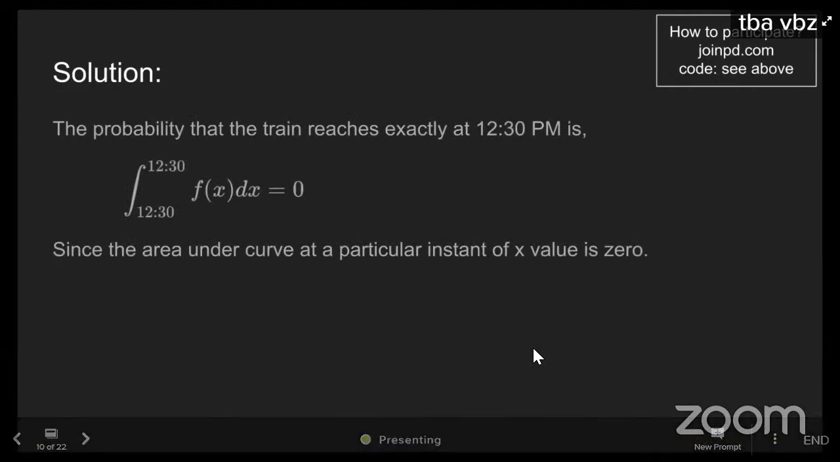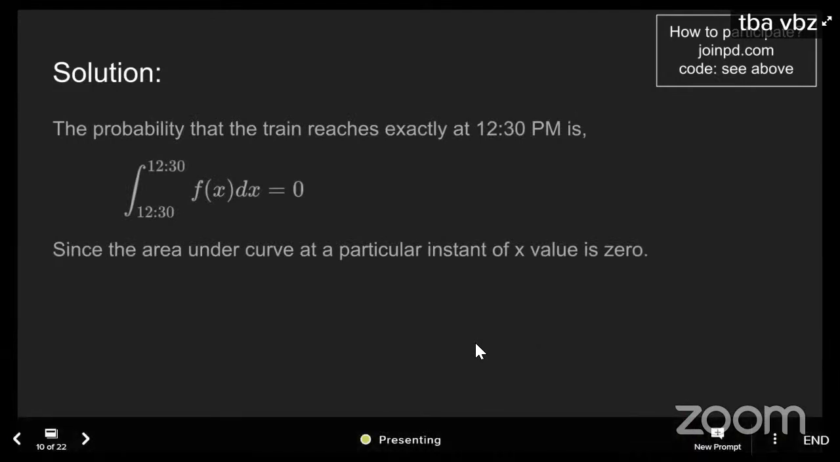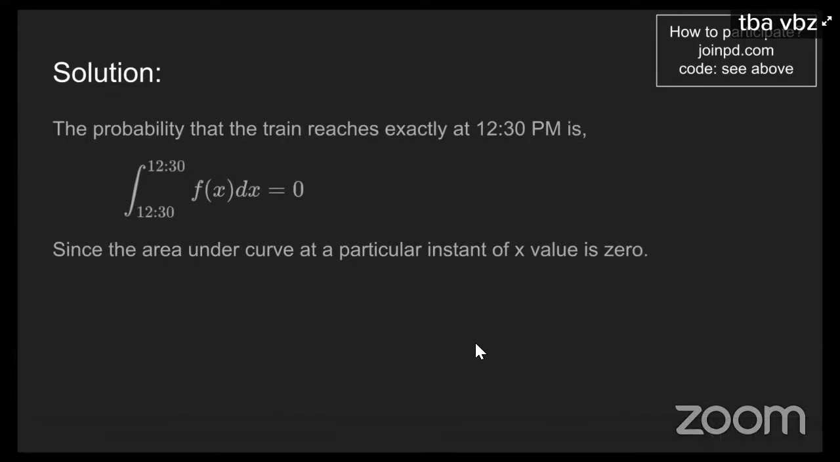Any doubt in this, anyone? Sir, but why is it so? In continuous, it is told in the definition that it is not defined at points. It is defined only over an interval. Can you repeat?